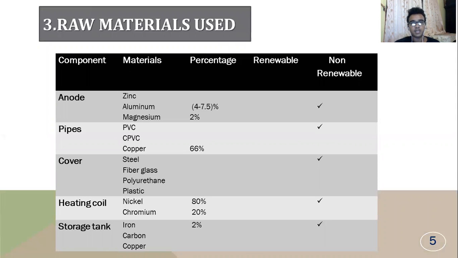This slide shows the raw materials used when manufacturing the electric water heater. Some of the materials used are zinc, aluminium, magnesium, copper, PVC, steel, and etc. And all the things used for the manufacturing purposes are non-renewable things.